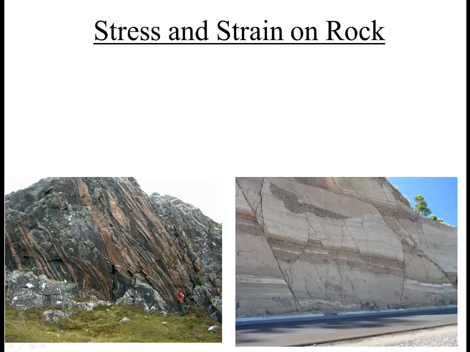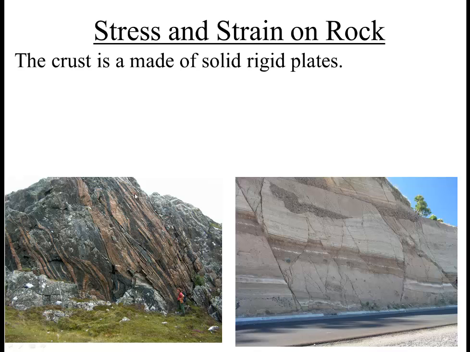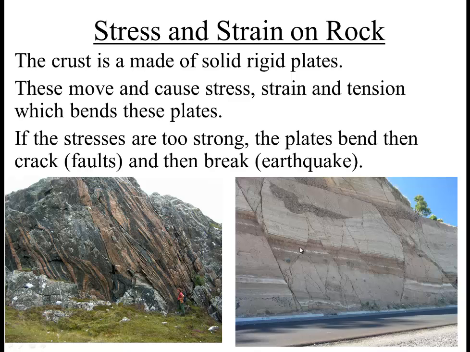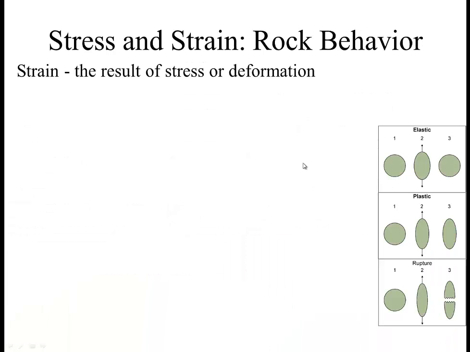Stress and strain on the rock. Crust is made of solid, rigid plates. These move and cause stress, strain, and tension, which bends the plates. We talked about metamorphic rock before, and then we're also talking about this rock. This is a normal fault. This is caused by tension, where this plate is being pulled apart from this plate and causing a slide down. If the stress is too strong, the plates will bend, and then eventually they'll break, crack along the fault, and this is what causes the earthquake.